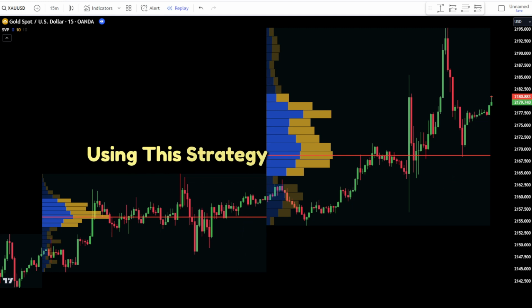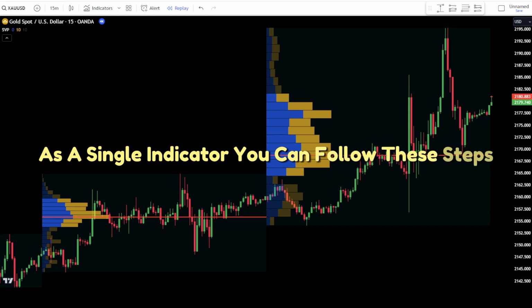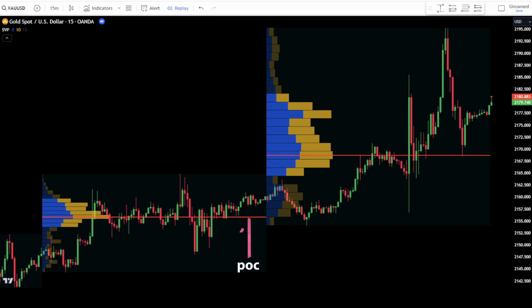Using this strategy is not too difficult. If you want to use the session volume profile as a single indicator, you can follow these steps. 1. To identify potential key levels for the current day, look at the POC line from the previous day. 2. Draw a line the same size as the volume bar where the POC line stops.